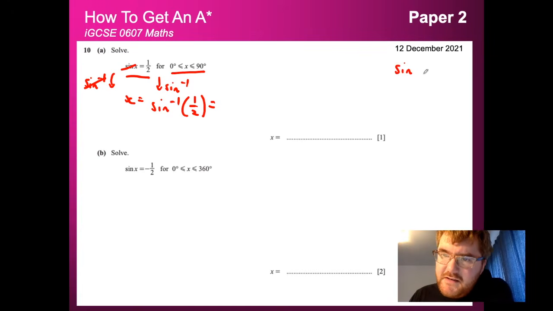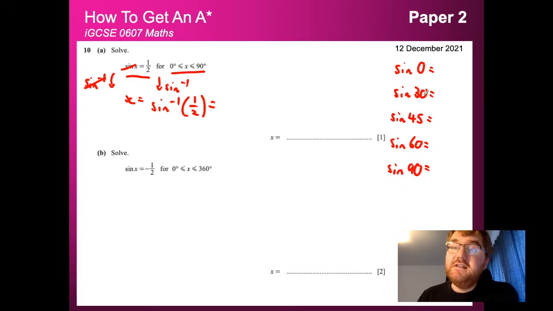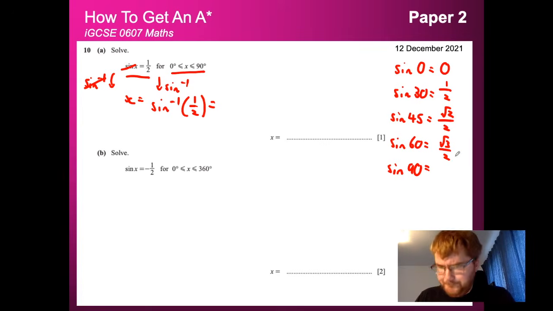Well, let's write down sine 0, sine 30, sine 45, sine 60, and sine 90. It's useful for the next part anyway. So you need to know these values off by heart, or at least be able to derive them, work them out. So sine 0 is equal to 0, sine 30 is equal to a half, sine 45 is equal to root 2 over 2, sine 60 is equal to root 3 over 2, and sine 90 is going to be equal to 1. If you don't know these values, you need to learn these off by heart. There's the finger method you can do to learn it.